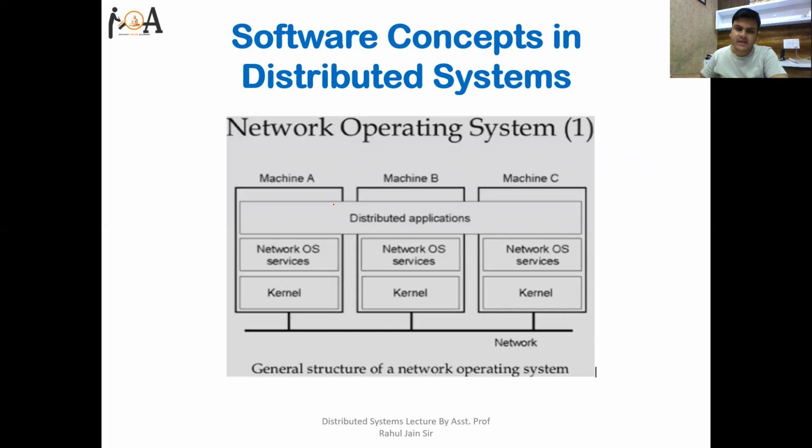We'll see the architecture here. The architecture looks similar to a distributed operating system, but the difference is that in a distributed operating system, the services are provided among all machines as a common service, but here network operating system services are provided separately to each machine, machine A, machine B, machine C, and other machines as well. All network operating system services are provided privately, and the distributed applications are shared between them as common, as it is part of distributed systems, right? So it is the general structure of network operating systems.